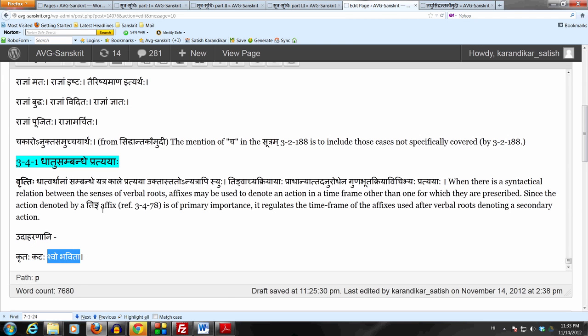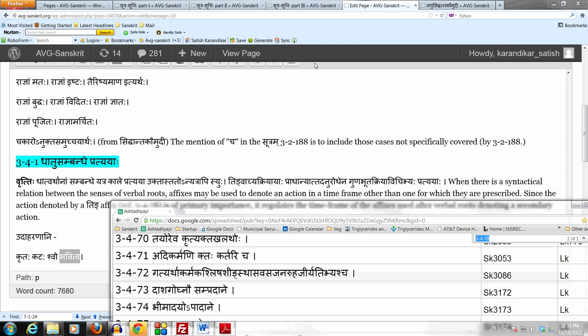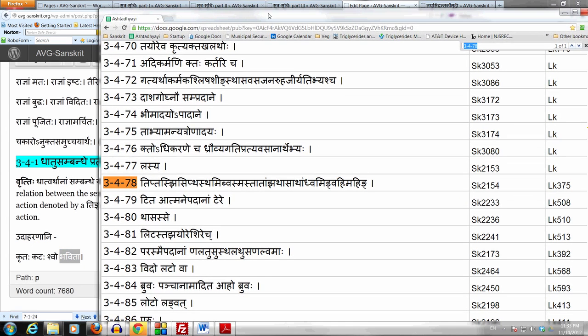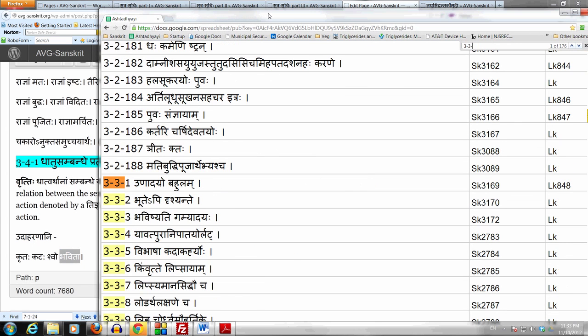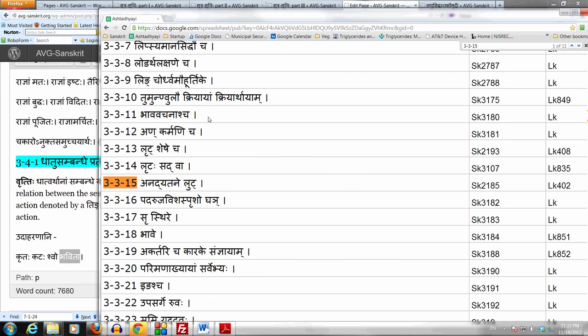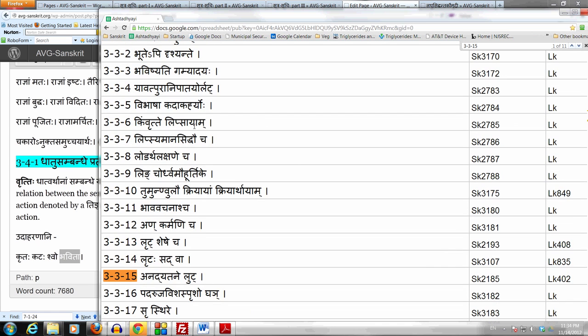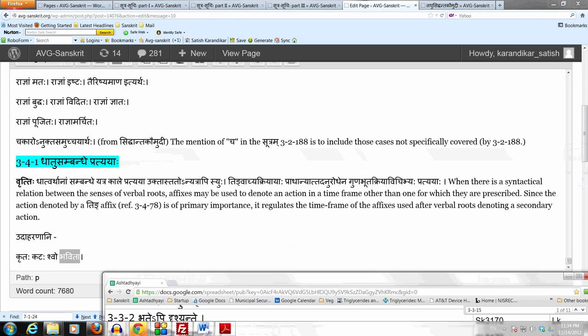Shvas is an avyayam which means tomorrow. So shvaha bhavita. Now bhavita is a tingantam padam. The lakaraha lut has been used here, and as we know, the lakaraha lut is prescribed by anadyatane lut, which comes in the adhikar of bhavishyati. Anadyatane lut is 3.3.15, and that is the last sutram in the adhikar of bhavishyati, which starts from 3.3.3. Of course, we have studied anadyatane lut, so this is a future tense. So the tingantam padam is bhavita, and that has pradhanyam.